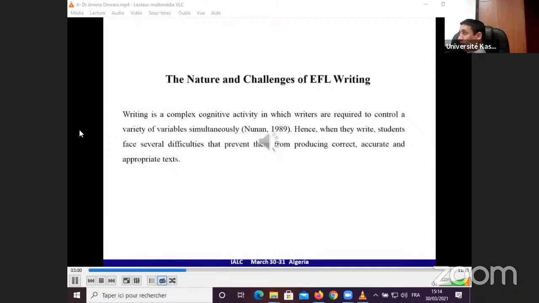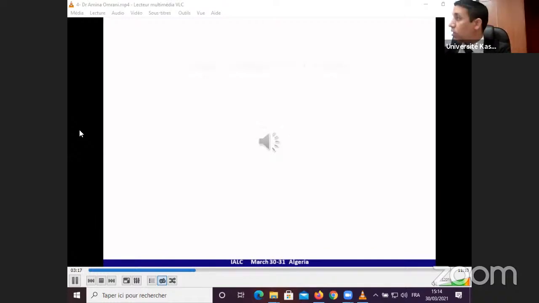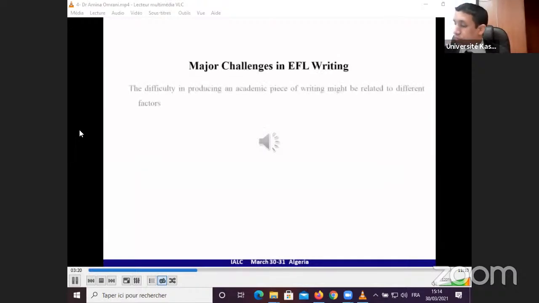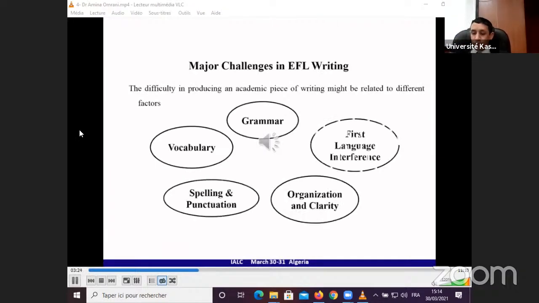Writing is a complex cognitive activity in which writers are required to control a variety of variables simultaneously. Hence, when they write, students face several difficulties that prevent them from producing correct, accurate, and appropriate text. And the difficulty in producing an academic piece of writing might be related to different factors and aspects of language, such as grammar, vocabulary, spelling and punctuation, organization and clarity, in addition to first language interference.